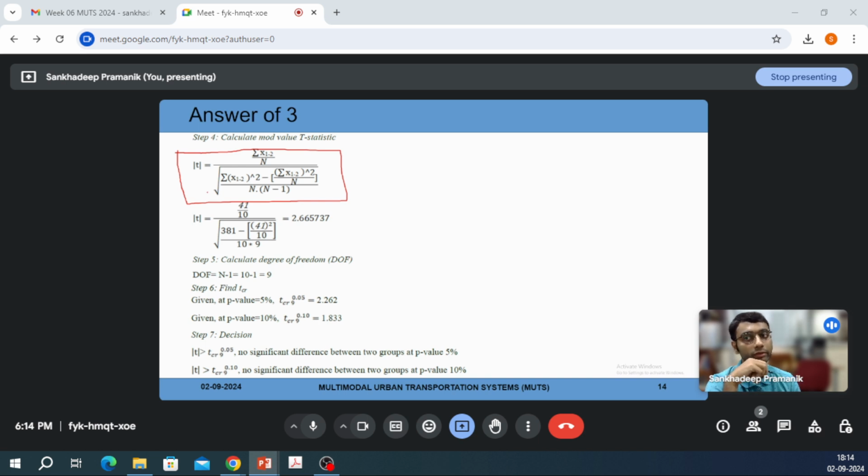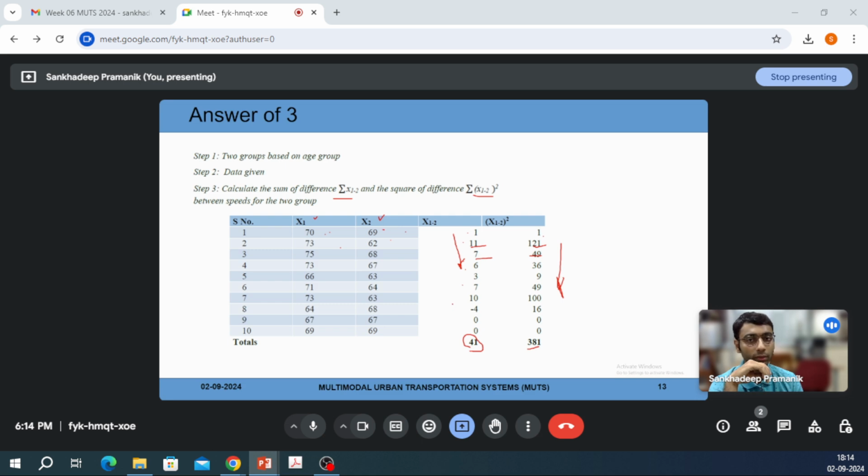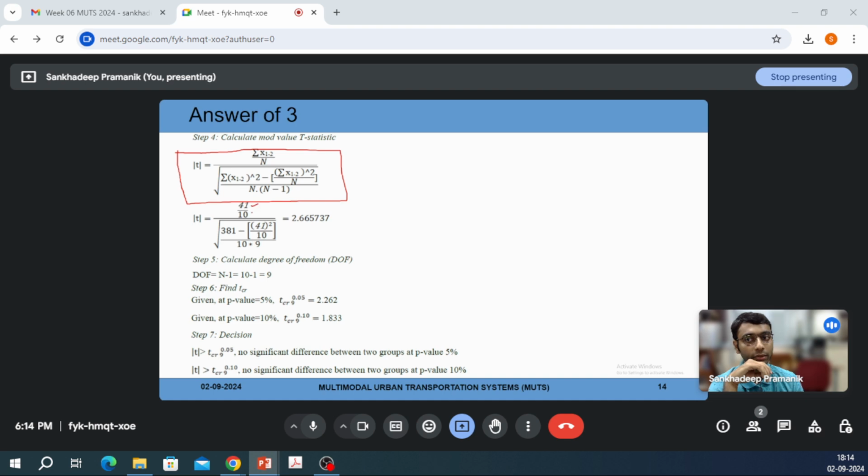Now if you see the formula, summation of x1 minus x2, that is 41, divided by number of samples. So there are 10 samples, so it is divided by 10. Then x1 minus x2 square, it is 381, and x1 minus x2 whole square, that is 41 square, and 10, and n is 10 and n minus 1 is 9. So if you calculate, it will come as 2.665.